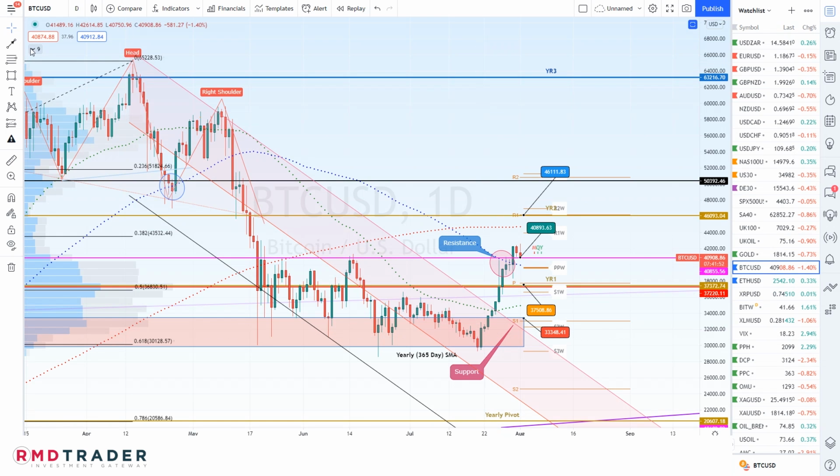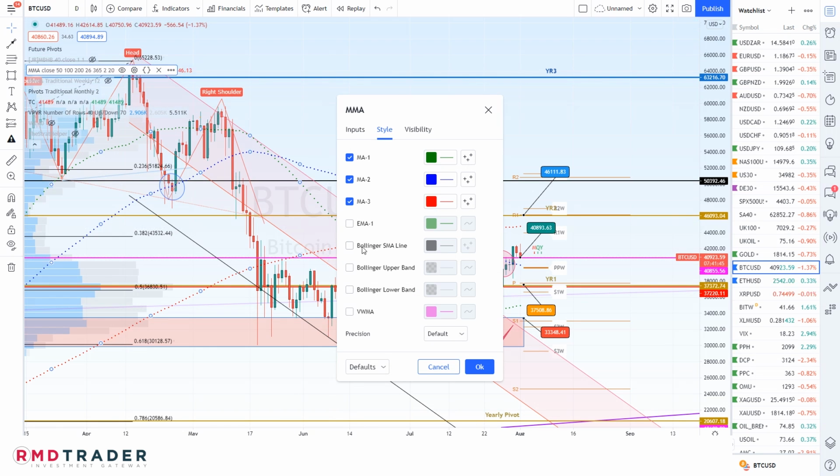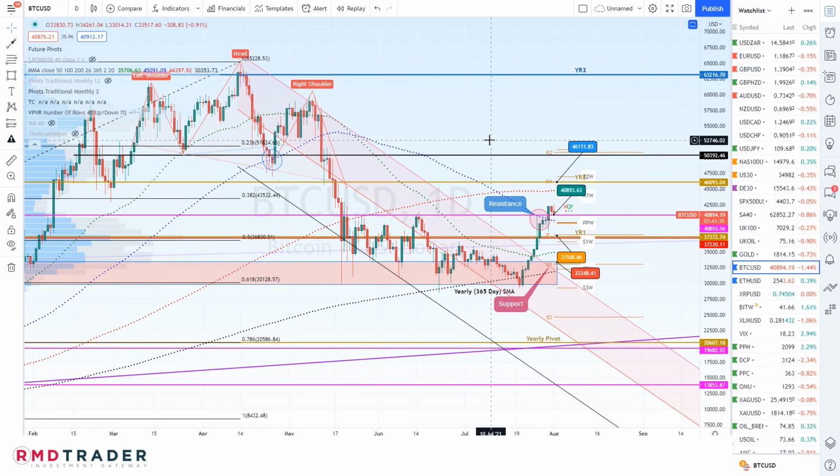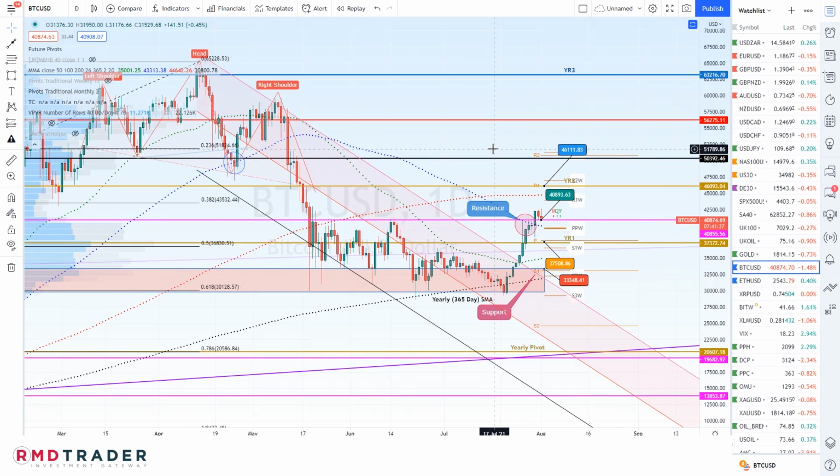For crypto, we also like using a different moving average than just the 200 moving average. I like using the 365 moving average, and that is just because with cryptocurrencies, we do trade 365 days a year. There's no weekends, there's no break on weekends like we have for the other instruments.